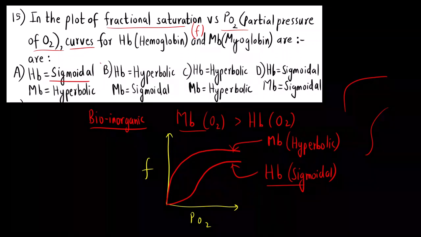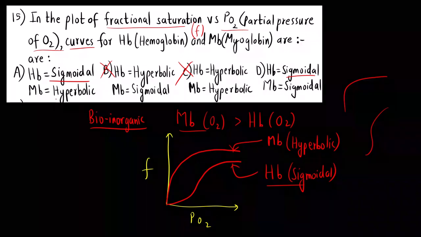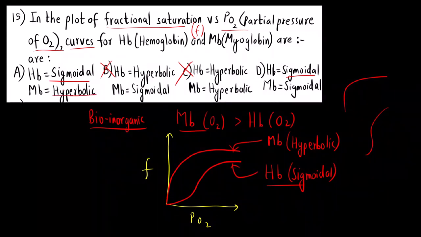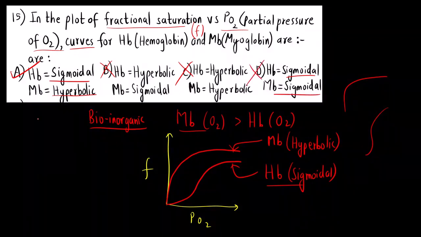Sigmoidal, hyperbolic, round. Then myoglobin, it is hyperbolic. So correct answer is this. Here both are sigmoidal, so this is not correct. Correct answer here is option A.